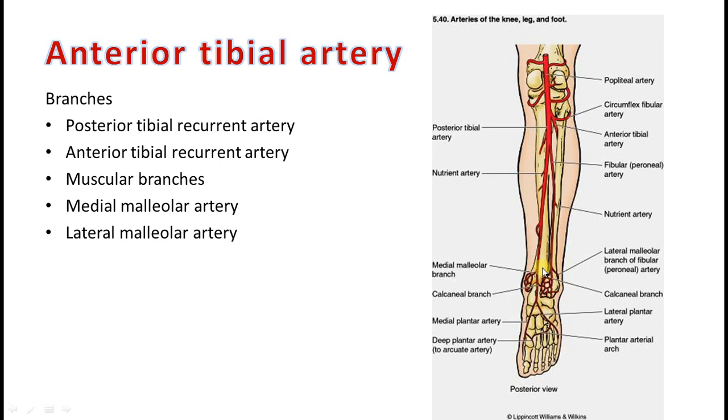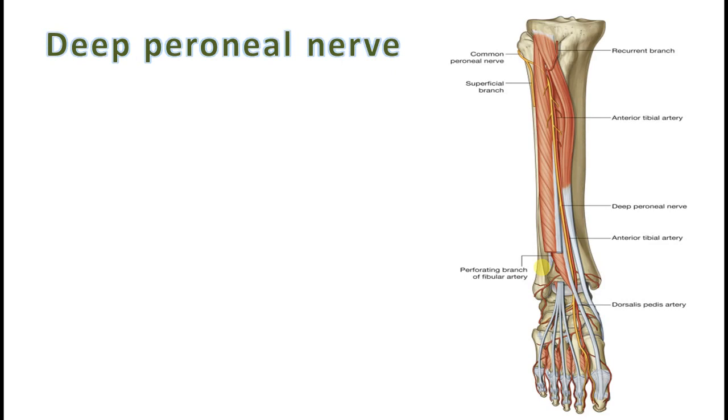So these are the branches of the anterior tibial artery, that is the posterior tibial recurrent, anterior tibial recurrent, muscular branches, medial malleolar artery and the lateral malleolar artery. The nerve of the anterior compartment is the deep peroneal nerve.